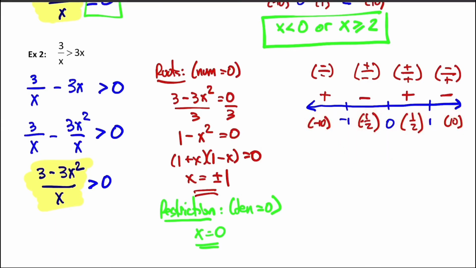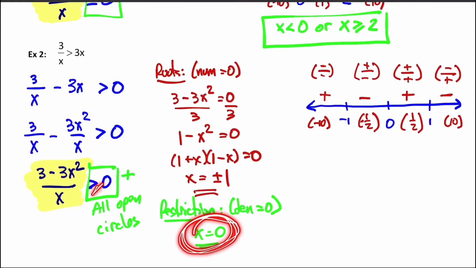So now, all I have to do is interpret the inequality. That's the hard part. This should be the easy part. This says greater than 0. Now, this is also easier because when it says greater than 0, all circles will be open. So I want the positive pieces in all open circles. Remember, your restrictions, no matter what, even if this said or equal to, restrictions are always open, but I don't even have to worry about it on this one.